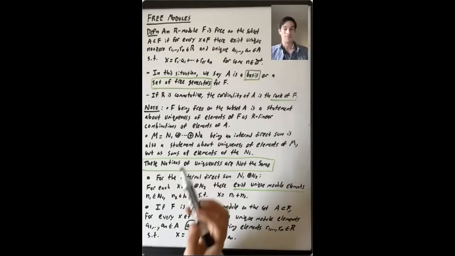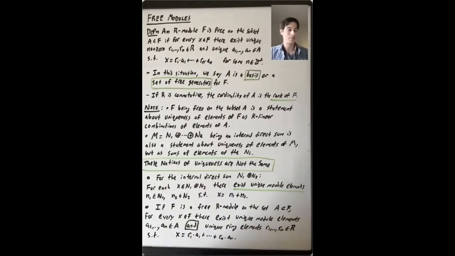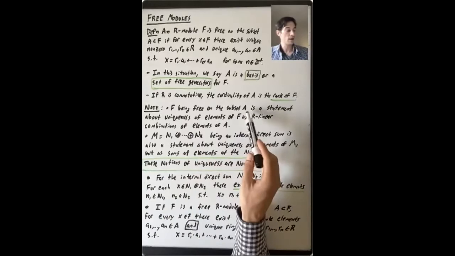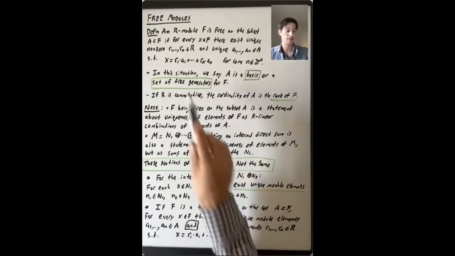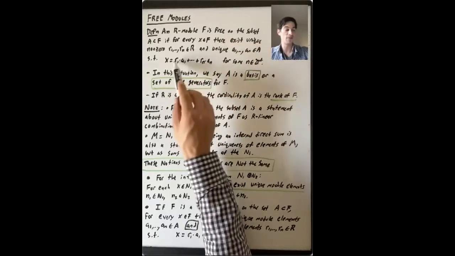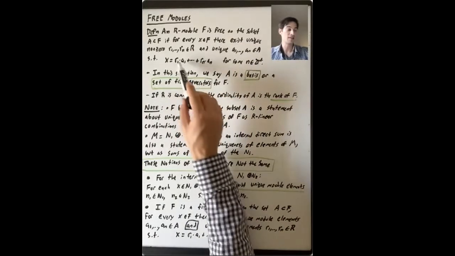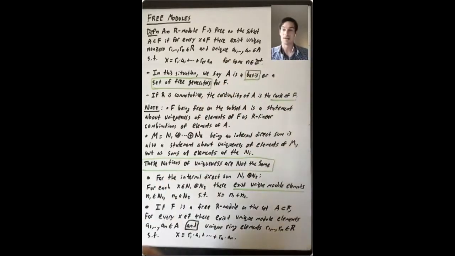OK, so I want to highlight something about free modules and the internal direct sum. These are presented right next to each other in Dummit and Foote, and there's something that's potentially confusing about these two notions. So F being free on the subset A is a statement about uniqueness of elements of F as R linear combinations of elements of A. Right? So each x in F can be written in a unique way as r1 a1 plus ... plus rn an, as finite R linear combinations of elements of A.